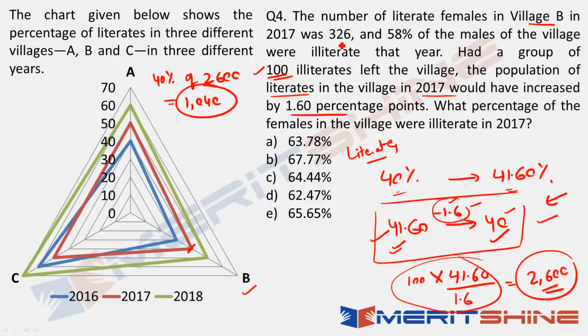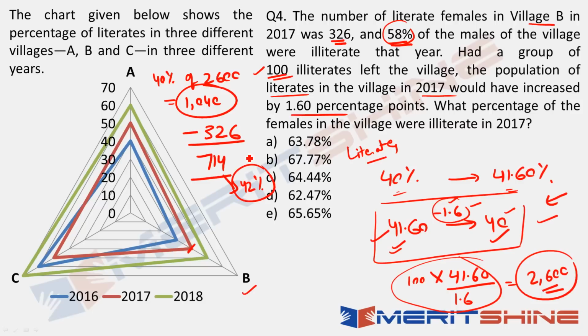Out of it, you know that 326 were females. So how many literate males were there? It would be 1040 minus 326, which gives you 714. So this is the number of literate males. 58% is the percentage of illiterate males, so literate males are nothing but 42%. 100 minus 58 is 42%.